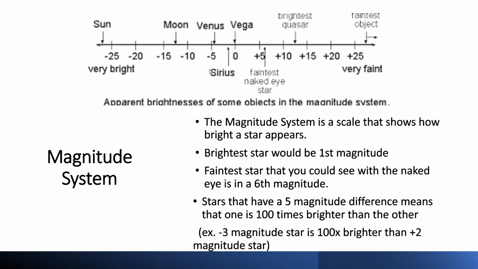So for example, right here you can see in the graph Venus and the sun, they are very bright, and in +6 is the faintest star that you could see with your own eyes. You can see that Venus and the sun are on the left, but you can still see them, because they are very bright.